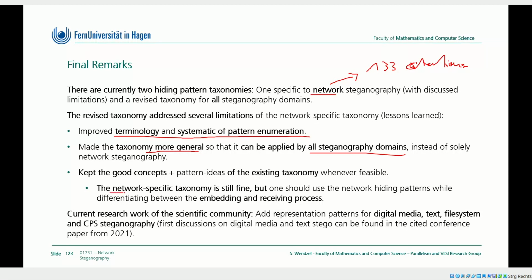So the thing is that the network steganography specific taxonomy is still fine, but one should use the network hiding patterns in a way that one differentiates between the embedding and receiving process. So this is one of the things that I said during this lecture. It's probably the main reason for this network specific taxonomy and its main limitation. So one really should describe what is done by the embedding and what is done by the representation process or extraction process. Current research work of the scientific community is that the representation patterns are currently in process to be defined for digital media, text, file system, and CPS steganography. And there's also discussion whether this taxonomy would be applicable somehow to digital watermarking, so that digital watermarking could potentially be also integrated into the taxonomy. Then it would not just be a steganography taxonomy, but one also for digital watermarking.